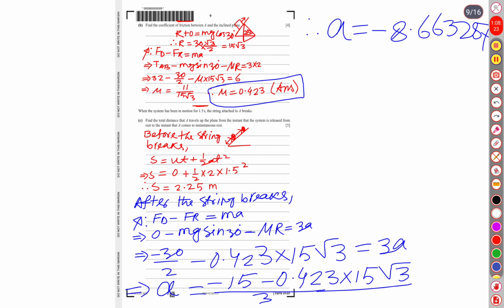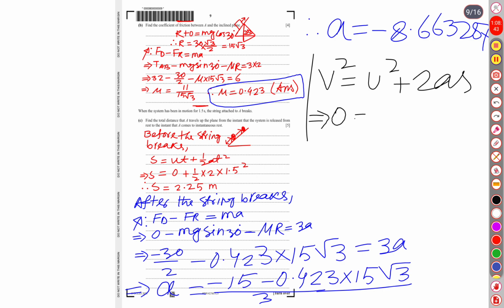Well, now we actually require displacement. So for displacement, we know that v square is equal to u square plus 2as. Final velocity is definitely 0 when it came to rest. Then initial velocity squared, we have found somewhere, it is 3.